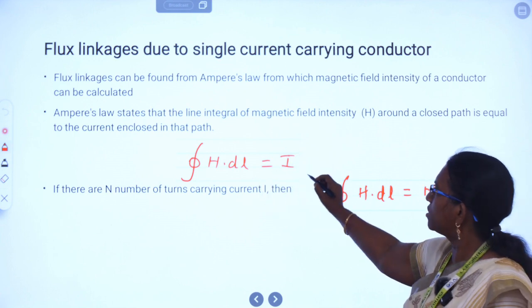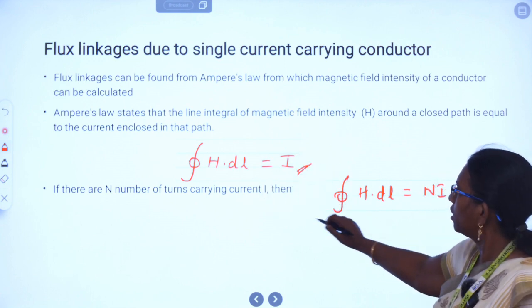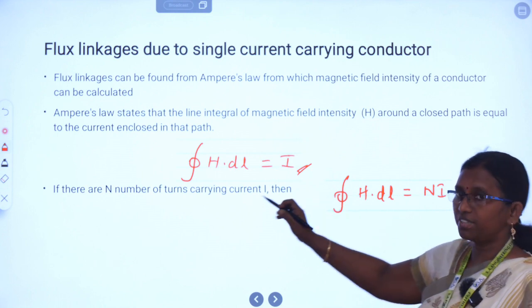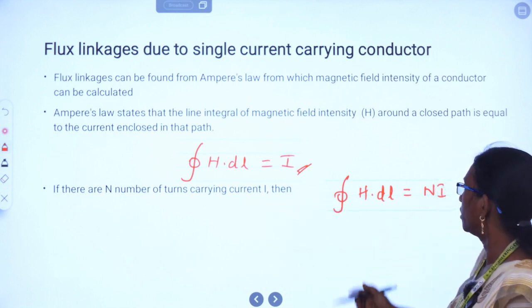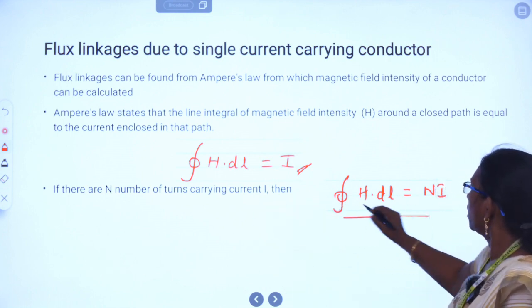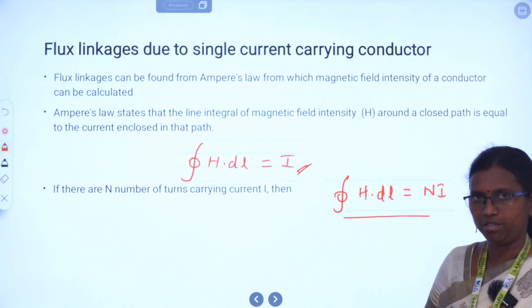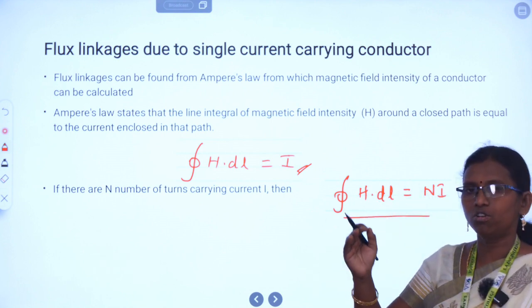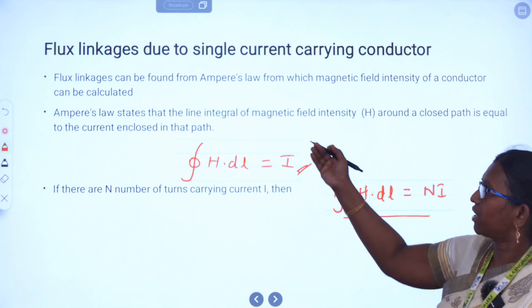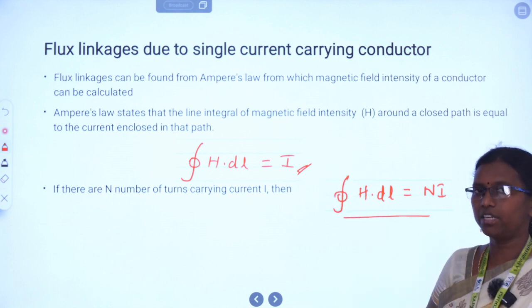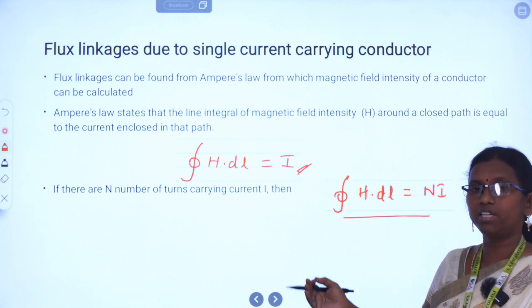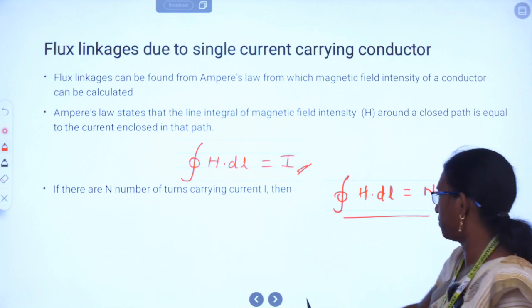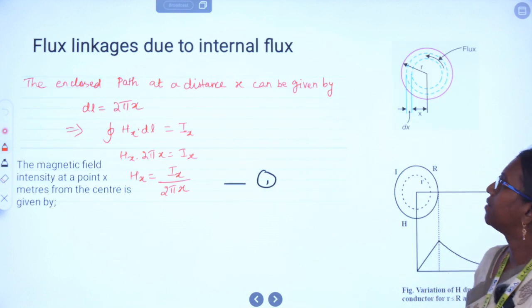This is Ampere's law, and it can be rewritten, if there are n current carrying conductors, as ∮H·dl = nI. This is the equation which is going to be the base for calculating the flux linkages of a single current carrying conductor, which in turn is the base for calculating the inductance of a conductor.